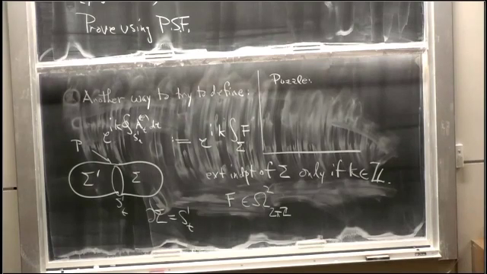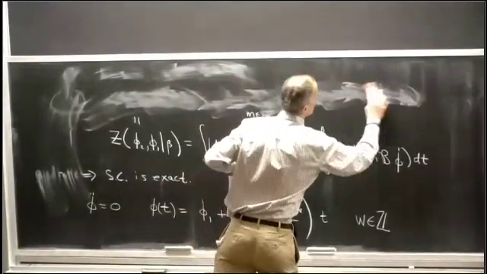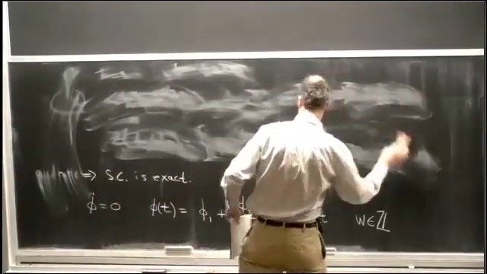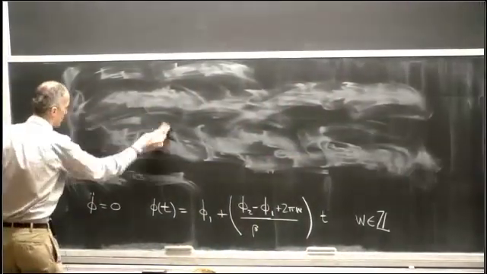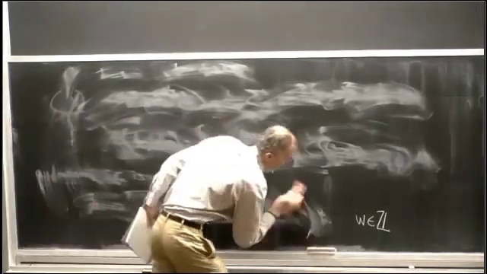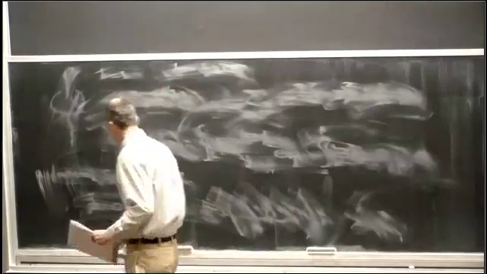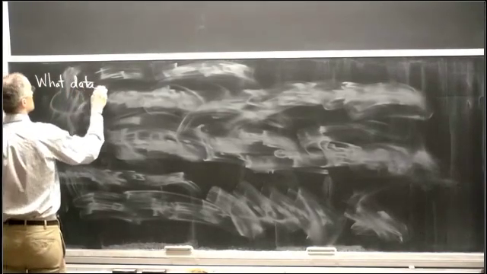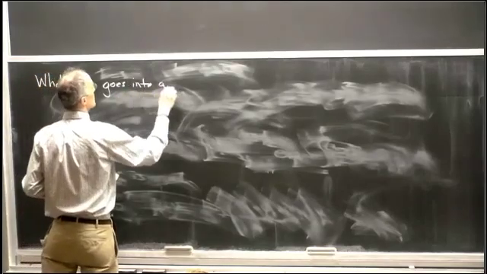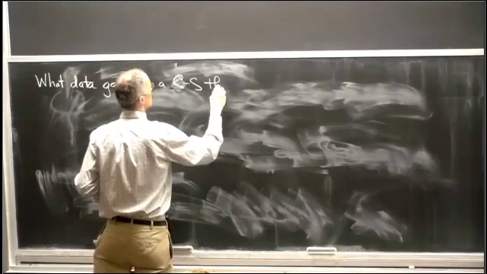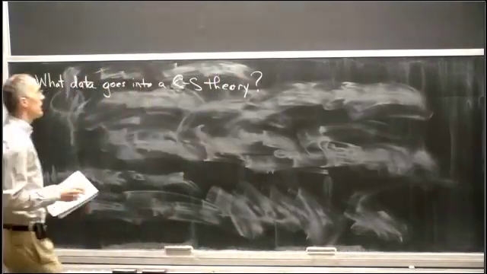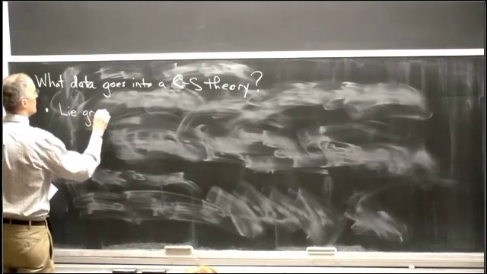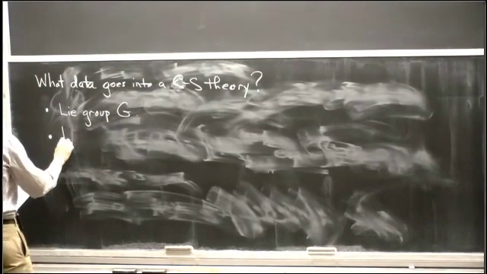So before diving into a particular example of Chern-Simons theory, I want to make one more point. Again, sort of a general overview, bird's eye point of view type of thing, which is, what's the data I need to define a Chern-Simons theory? What data goes into a Chern-Simons theory? And really, it's amazing. There's only two pieces of data. One is a Lie group, G, and the other is what's called a level.